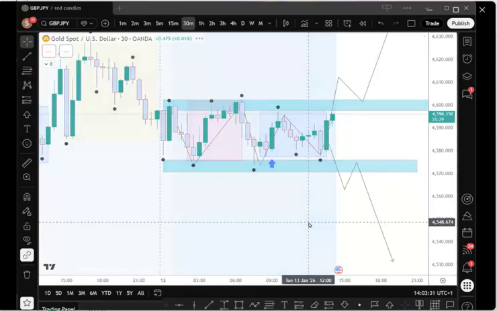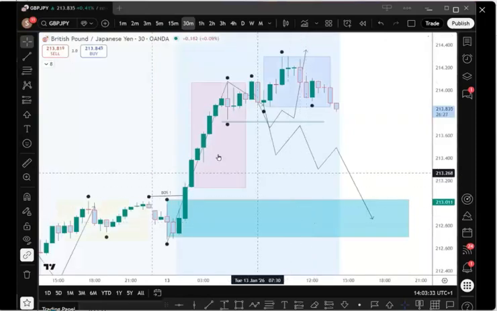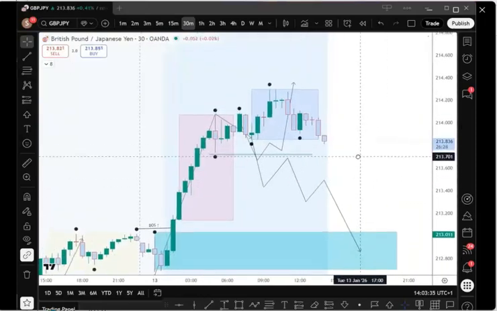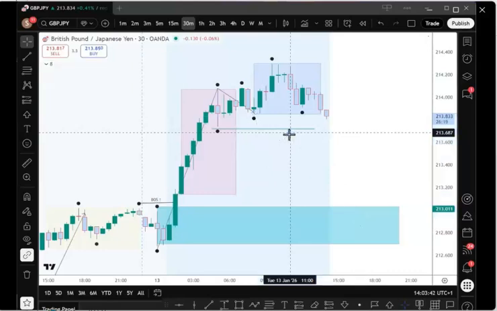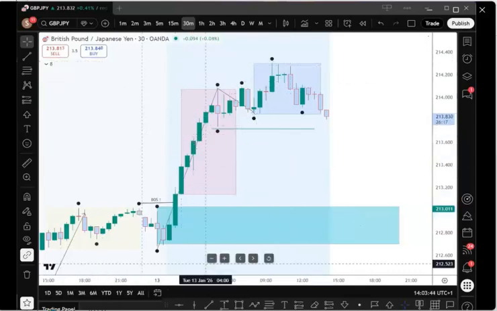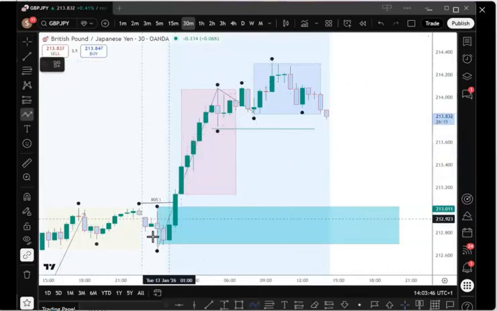Okay, beautiful. Let's look at what this pair is. Pound yen. Pound yen has been very, very bullish. Let's remove all these ones that we did earlier in the morning. So, the typical question: what did price do overnight?